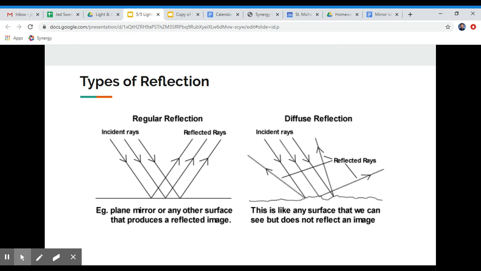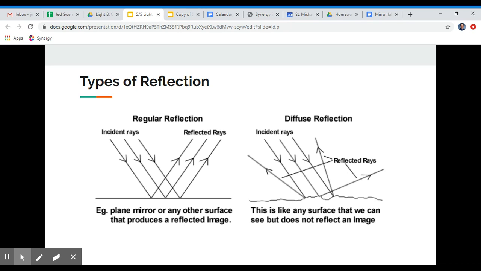There are two different types of reflection that we will talk about: regular and diffuse reflection. Regular reflection would be like looking at a mirror mounted in your bathroom. It perfectly reflects things. It could also be a window if you're outside on a nice sunny day and you can see yourself in the reflection of the window. It produces an image, so that would also be considered regular reflection because it's producing a perfect image that you can actually see.